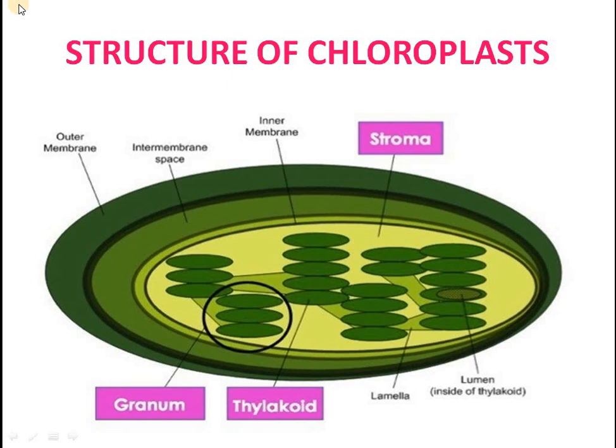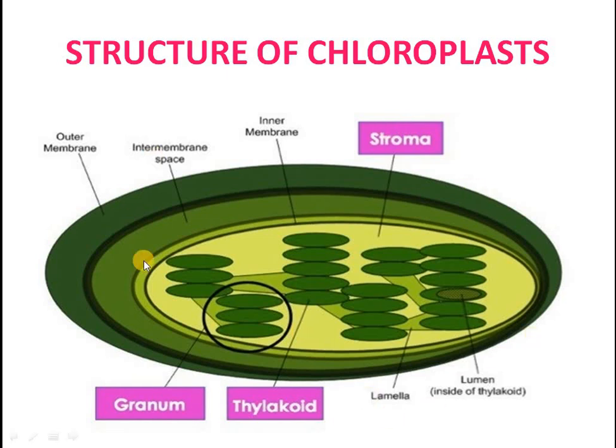Grana are stacks of membrane-bound flat thylakoids containing the molecules of chlorophyll. They are the main functional units of the chloroplast. And the fluid present here is known as stroma. So what is stroma? Stroma is the homogeneous matrix in which grana are embedded. This is the fluid in which these grana are embedded. Stroma also contains a variety of photosynthetic enzymes, starch grains, DNA and ribosomes.